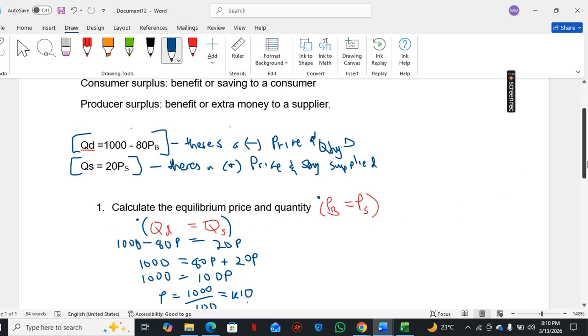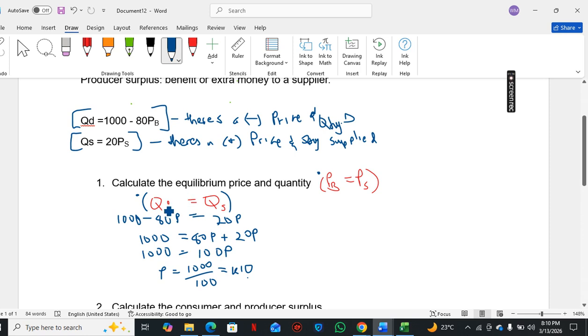So we equate the two now. QD equals QS. All right. So QD is 1000 minus 80P. Notice I've just written P, not PB, because at equilibrium, PB and PS are the same. So 1000 minus 80P equals 20P.